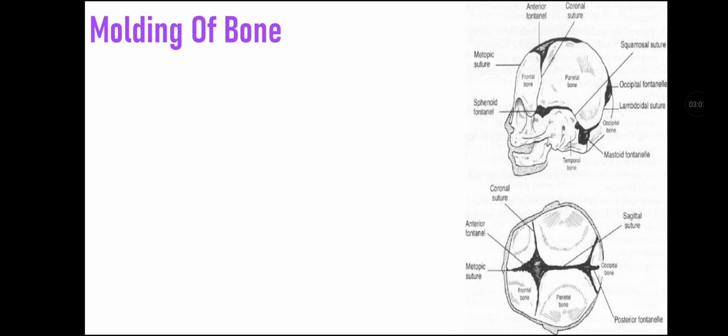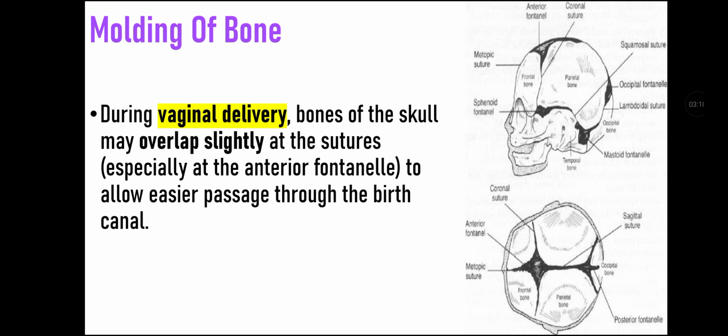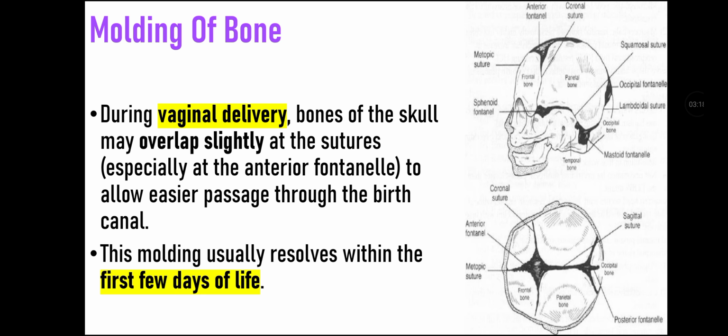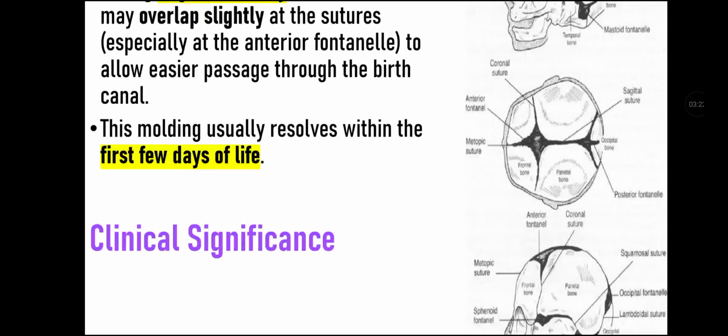Now let's talk about molding of bone in the neonatal skull. During vaginal delivery, bones of the skull may overlap slightly at the sutures, especially at the anterior fontanelle, to allow easier passage through the birth canal. This molding usually resolves within the first few days of life.